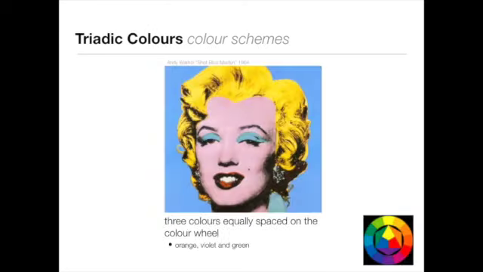And lastly, we have triadic colors. Triad means three, so we're going to be using three colors off of our color wheel, but we're going to make sure that they are all equally spaced. So I want you to think about an equilateral triangle. Whatever color you pick, the two others are going to be directly across.